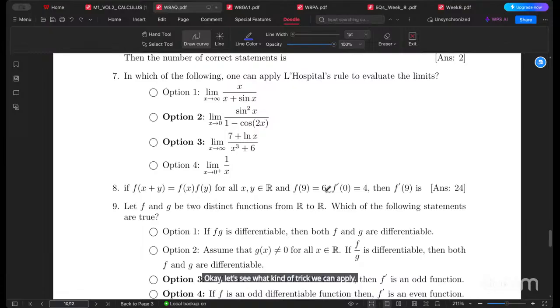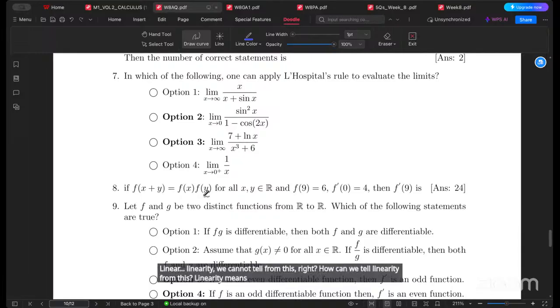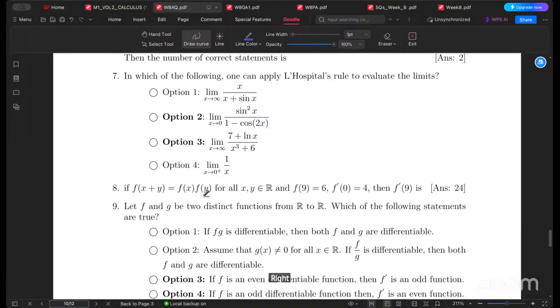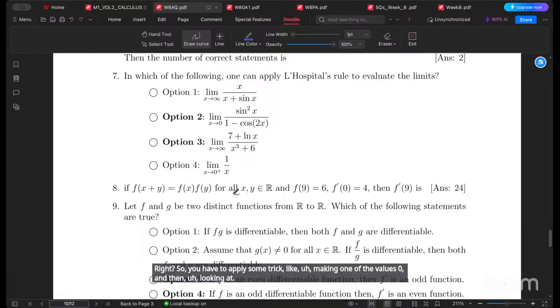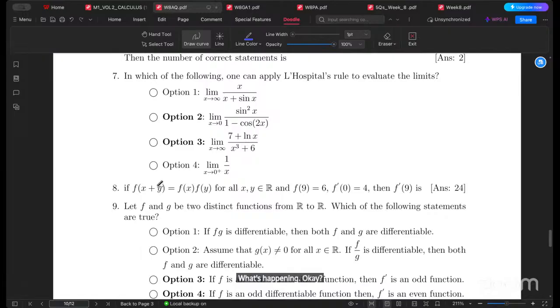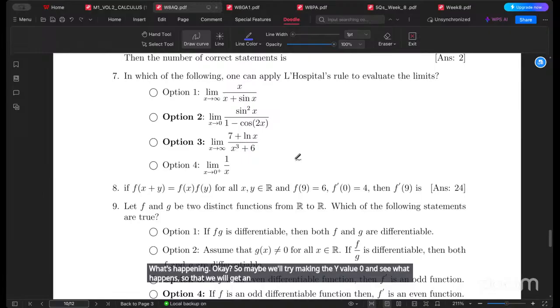Is it a linear function? Linearity we cannot tell from this, right? How can we tell linearity from this? Linearity means we should have something like ax plus b. That we don't know. So you have to apply some trick like making one of the values 0 and then looking at what's happening. So maybe we'll try making the y value 0 and see what happens, so that we will get an idea of what f of x is.